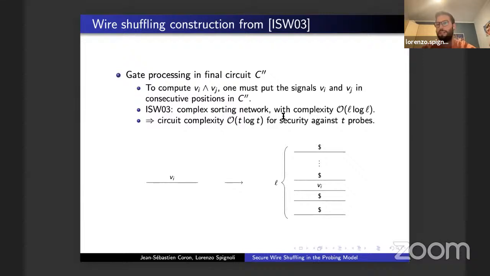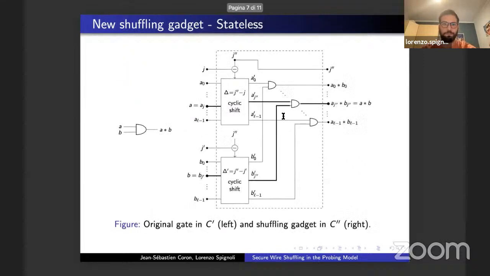The average case was just an intermediate phase. And essentially, that's where our contribution takes place. We thought to replace the sorting network with a cyclic shift, where the delta depends on the indices j and j', taking care of the original signals. And we arrange it so that at the end of the cyclic shift, both inputs lie on the same position j'', which we call the shuffling index.